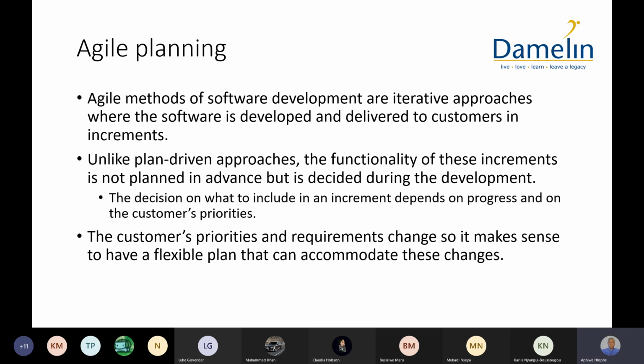So, agile planning. Agile methods of software development are iterative approaches where the software is developed and delivered to customers in increments. Unlike plan-driven approaches, the functionality of these increments is not planned in advance, but is decided during development. The decision on what to include in an increment depends on progress and the customer's priorities. The customer's priorities and requirements change, so it makes sense to have a flexible plan that can accommodate these changes, and we already know why.